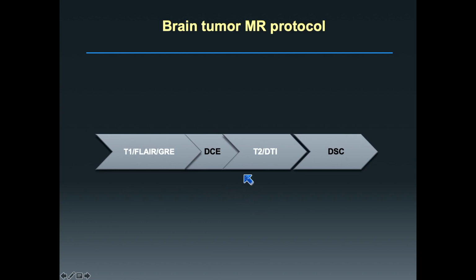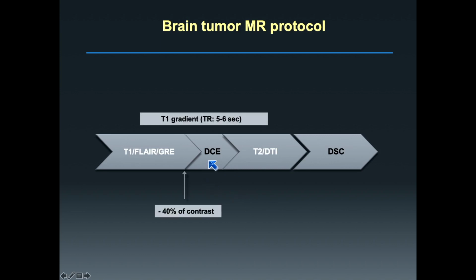So this is our brain tumor protocol. Basically, we do a few of the conventional imaging sequences: T1, FLAIR, gradient. Then dynamic contrast enhanced perfusion, DCE perfusion, is performed. And for this, we basically use a T1 gradient sequence, usually with a temporal resolution of 5 to 6 seconds, and it's about a 5-minute scan.